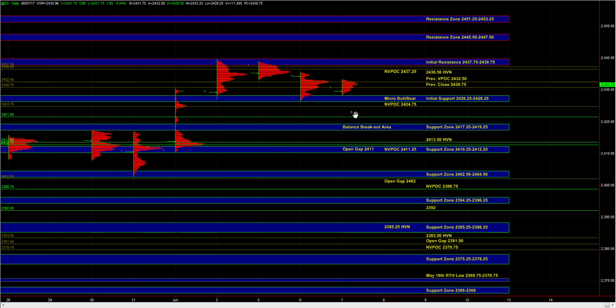And then beyond the initial resistance zone, there is no hard resistance. So 37.75 to 39.75 marks the all-time high, and in the event that the market does break to the upside, we have to understand that there is no hard resistance, but based on the range expectation, the market could get exhausted by 45.5 to 47.5, and especially by 51.25 to 53.25.